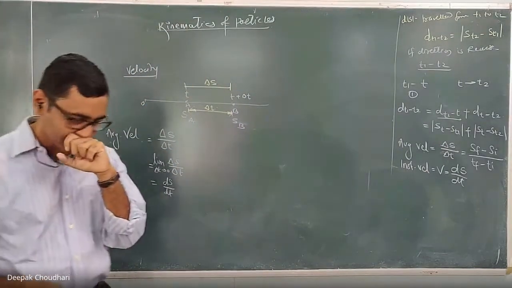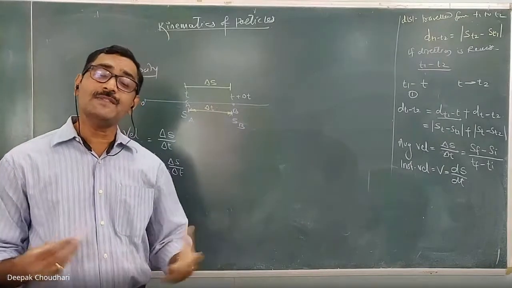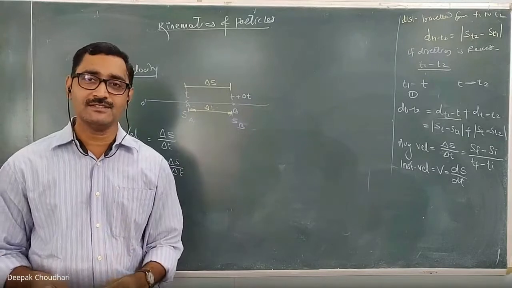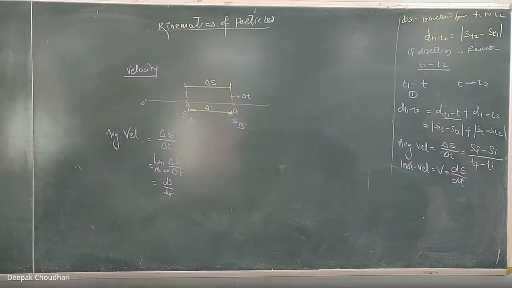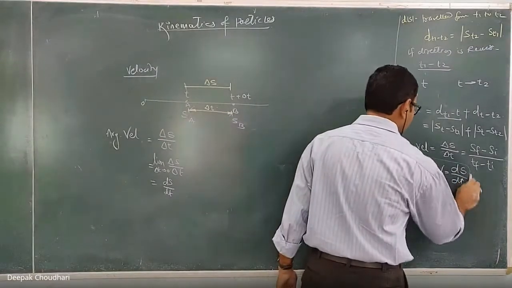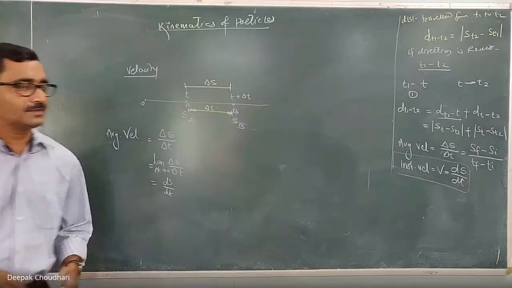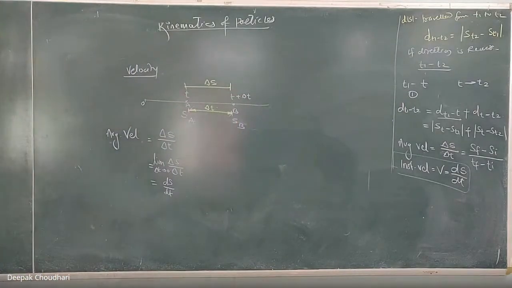Okay. Then next, what is the direction of the velocity? Velocity is a vector. Then what is the direction of the velocity vector? Can anybody tell me what is the direction of the velocity vector? ये instantaneous velocity vector का direction क्या रहेगा? What will be the direction of the instantaneous velocity vector?